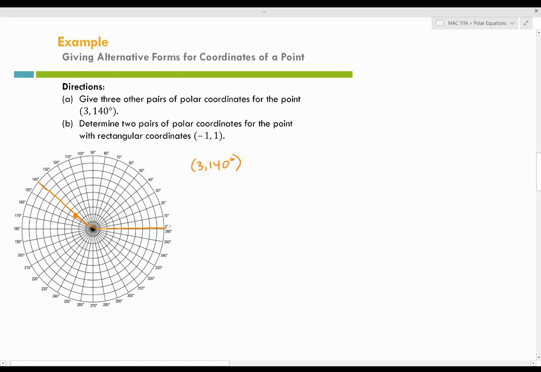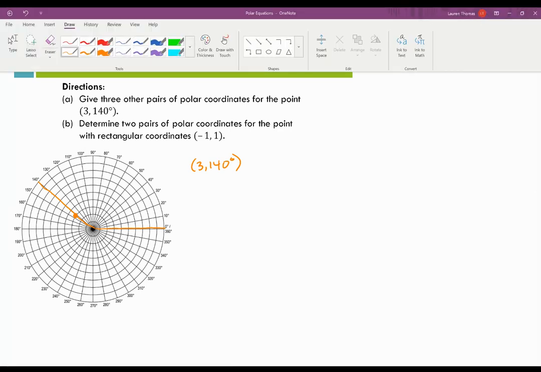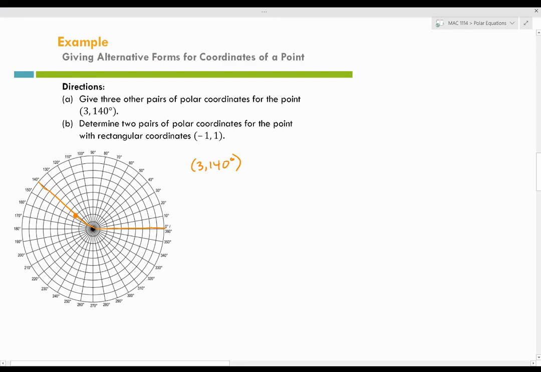If I wanted to come back around to this same angle, we know we can find the coterminal angle, which means we could add 360 degrees to this, and we could come back to the same point. So if we took 140 and added 360 to it, that would give us 500. I could say the same point could be achieved by saying (3, 500 degrees). That could bring me to the same point.